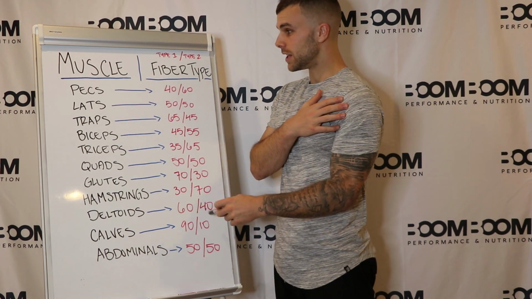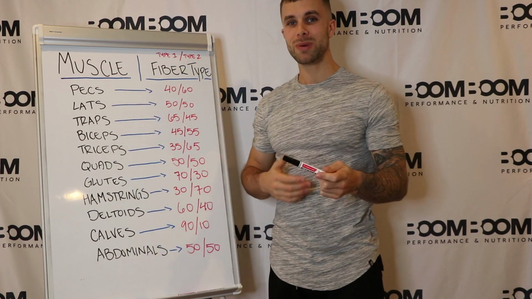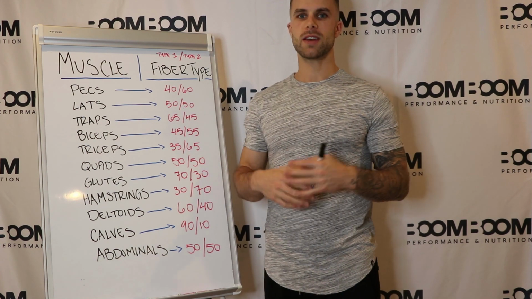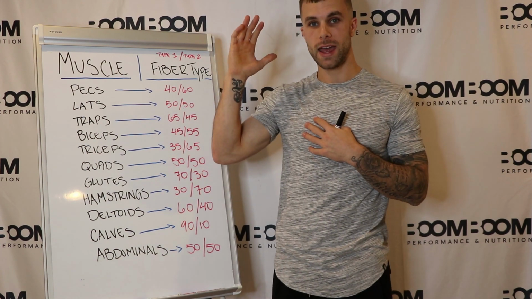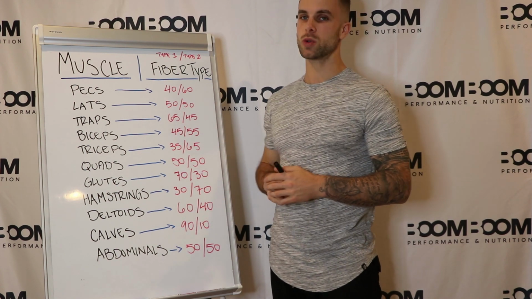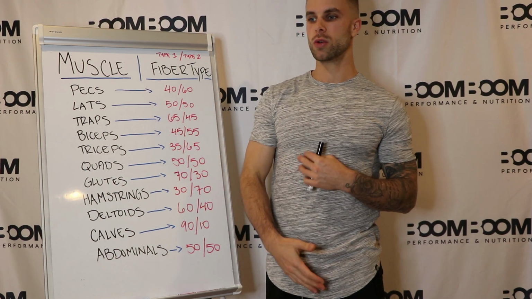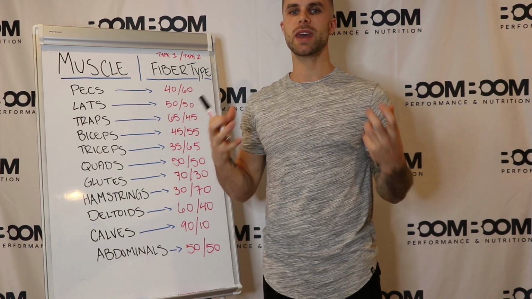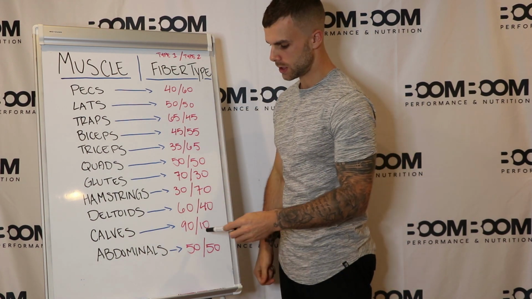Deltoids, 60-40. So they're predominantly type 1, but not by much, which is why, again, heavy powerlifters have big shoulders from pressing overhead. But for injury prevention, and because it's predominantly a slow twitch muscle group, we do want to include lateral raises, high rep presses, things like that, because tension-based movements are going to grow this muscle most.